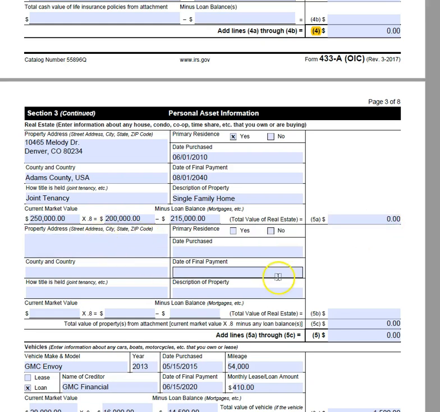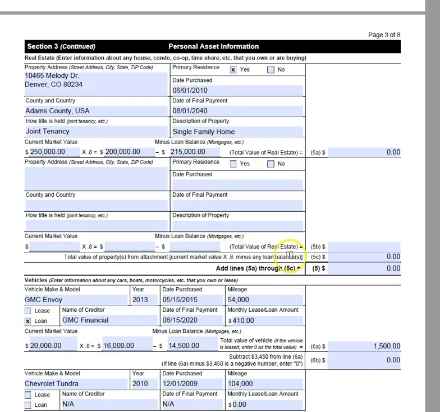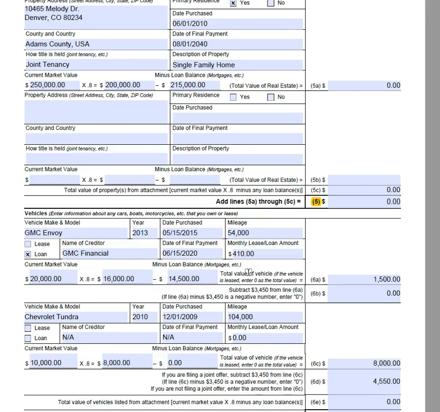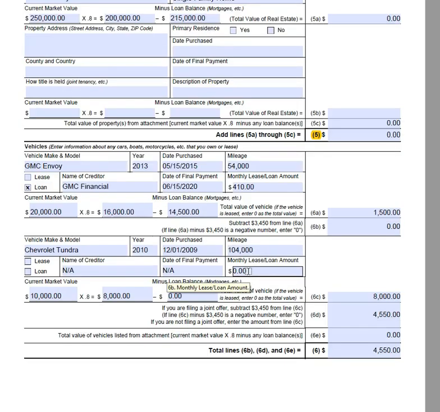If you have more than one property, you would continue to fill this out, and you can add an attachment if you need to, and then all of those come down in total on line 5 here. Next section for our personal assets is going to be vehicles. So you're going to put in the make and the model, the year, the date it was purchased, current mileage, whether it's a loan or a lease, who the creditor is, date of final payment, and the amount of the payment. You're going to do the same thing here with the market value as you did before.